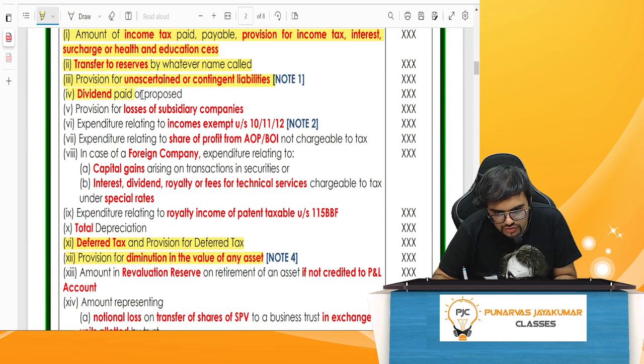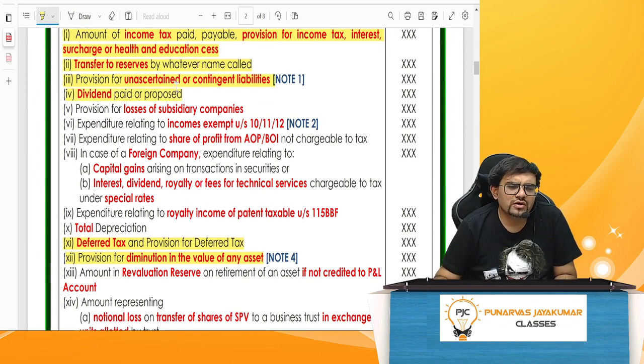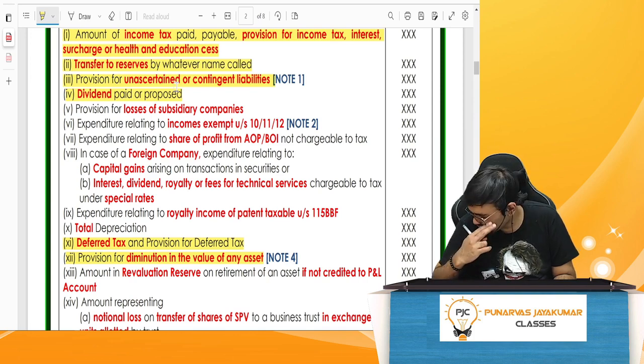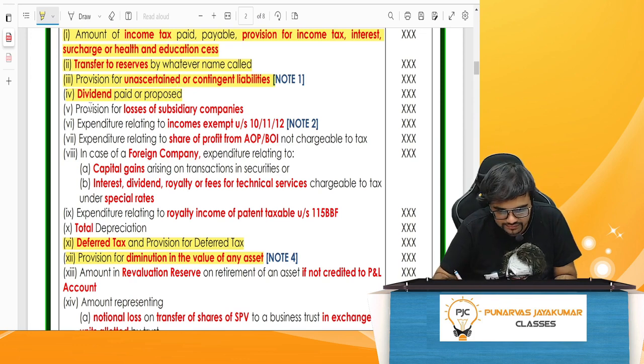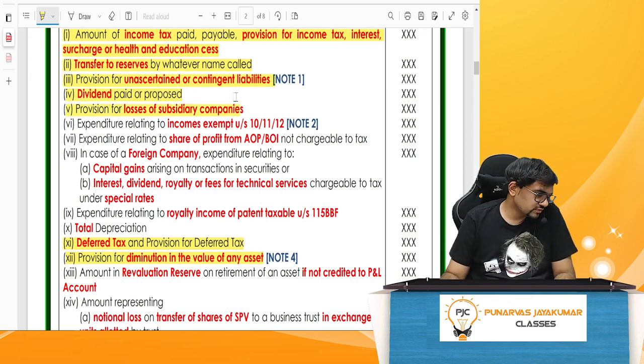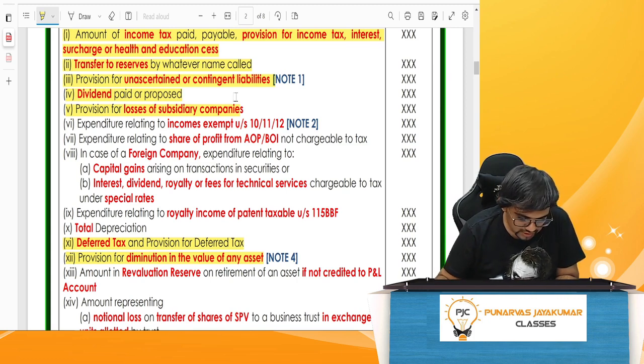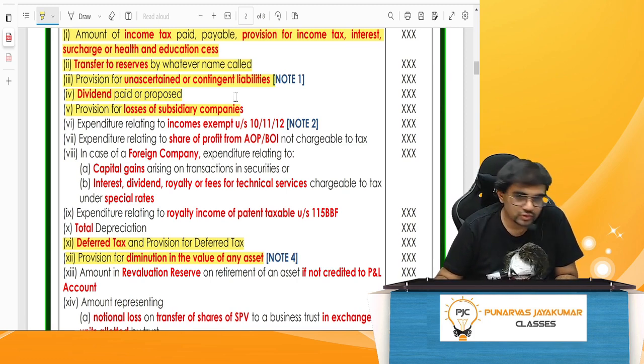Similarly, dividend also, whether it is paid or proposed, both should be added back, because dividend is not allowed, so it has to be added back. Provision for losses of subsidiary companies, that also has to be added back, my dear friends. Both should be added back. Dividend is generally proposed by the board of directors and it is declared by the shareholders.